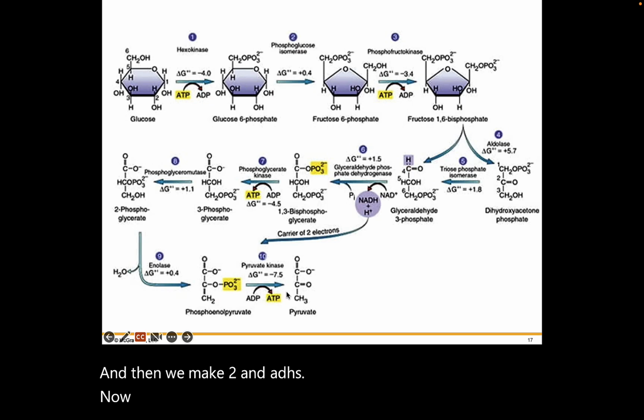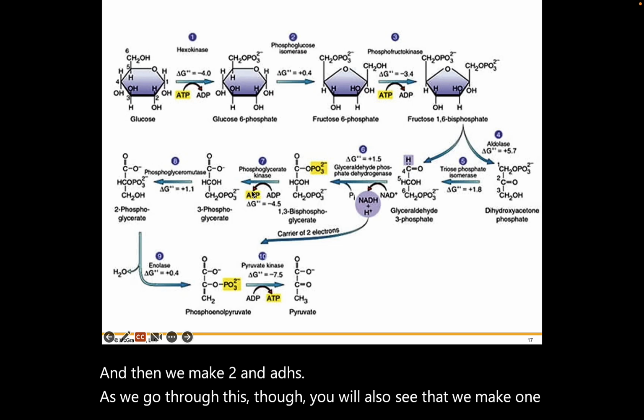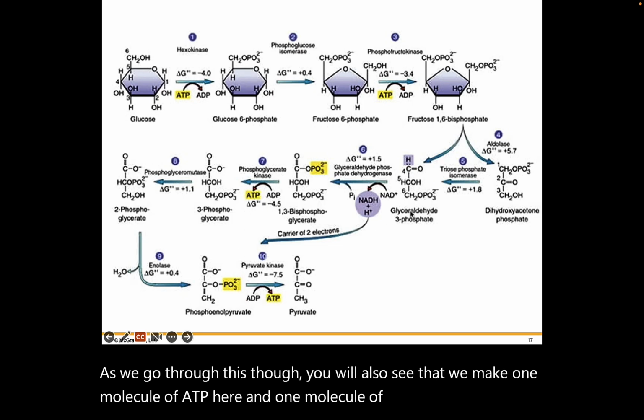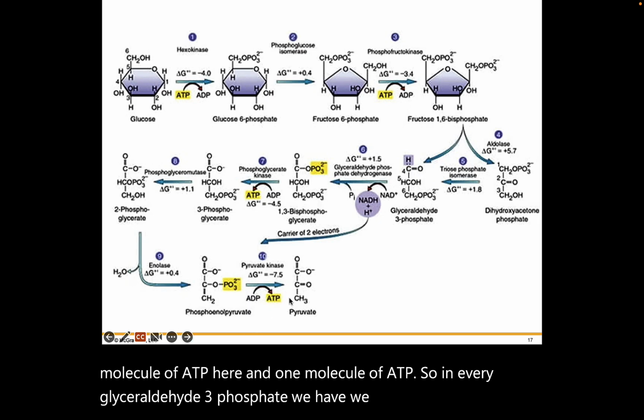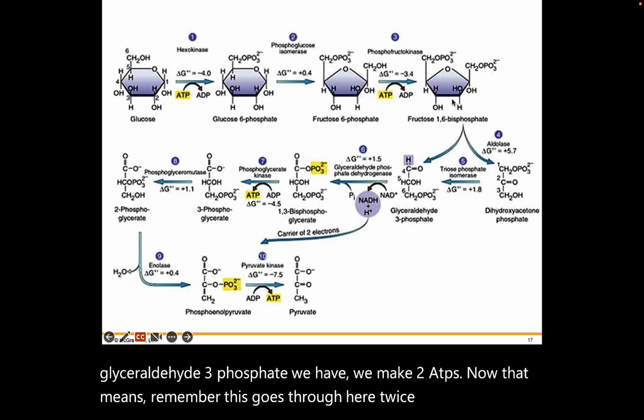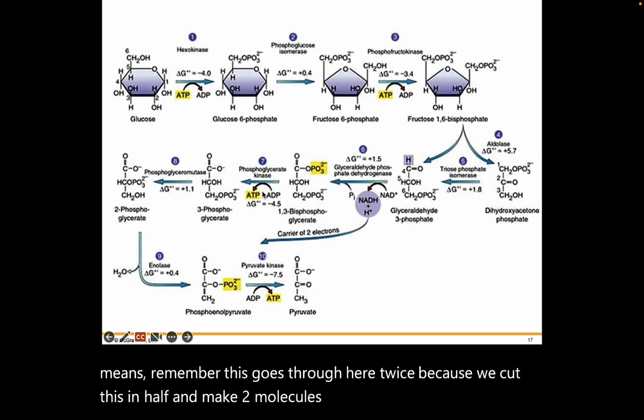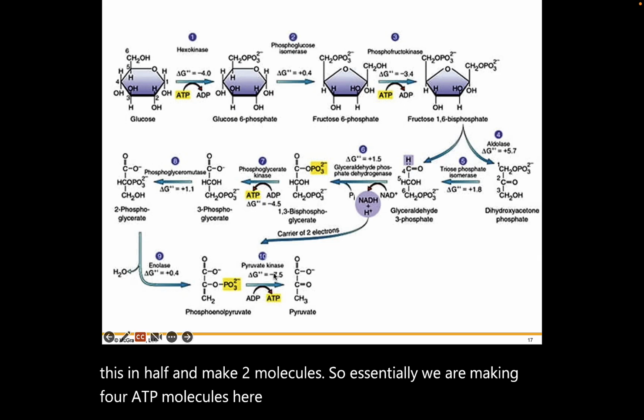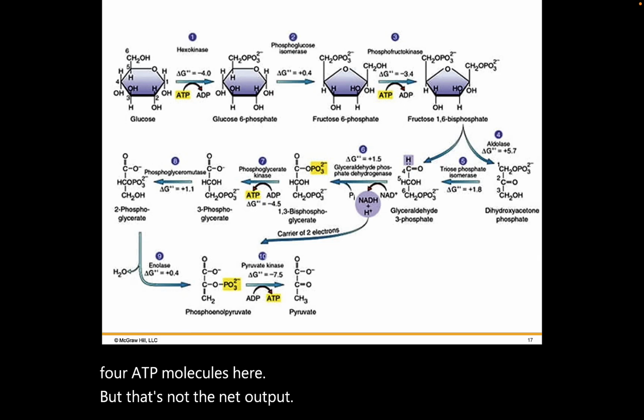Now, as we go through this, though, you will also see that we make 1 molecule of ATP here and 1 molecule of ATP. So in every glyceraldehyde 3-phosphate we make 2 ATPs. Now, that means, remember, this goes through here twice because we cut this in half and make 2 molecules. So essentially, we are making 4 ATP molecules here. But that's not the net output. The net output is going to be 2. Why? Because we invested the first two.